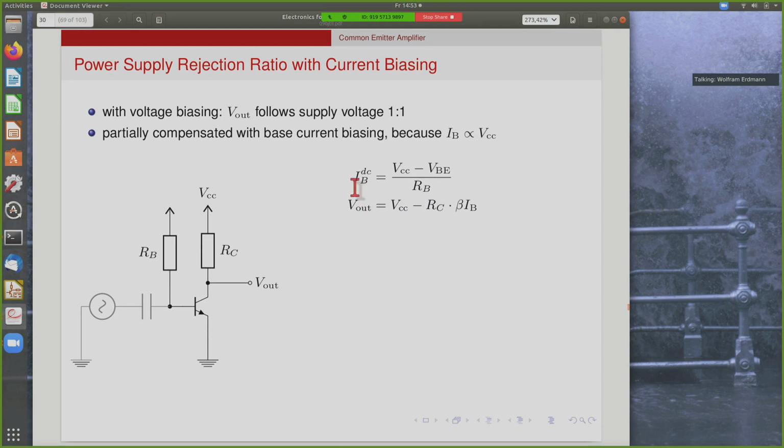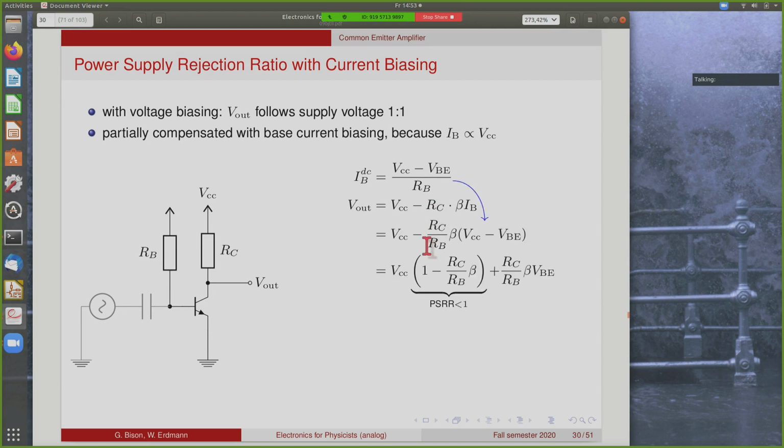So if you take this expression here, the base current is as before, roughly the supply voltage divided by RB, the base resistor or the bias resistor. Then our output here is given as usual. Now we plug in this term for the base current, and we get this expression here. So VCC minus RC over R bias times beta times the difference of VCC and VBE.